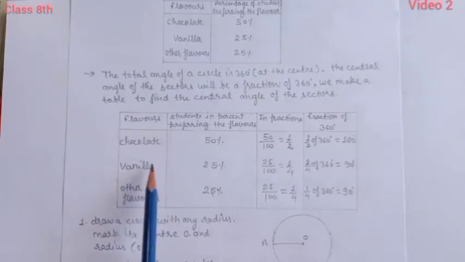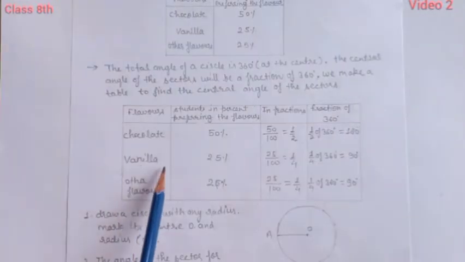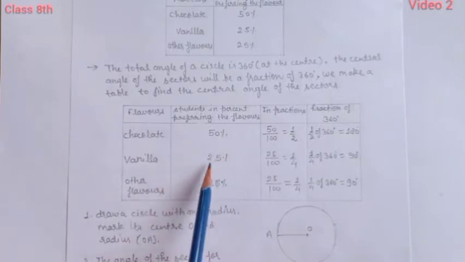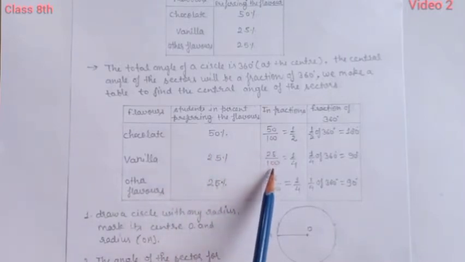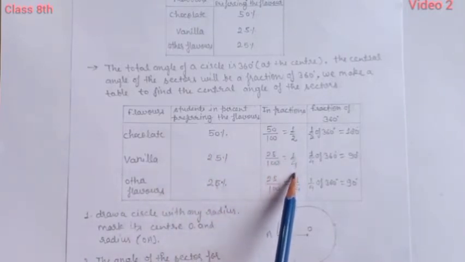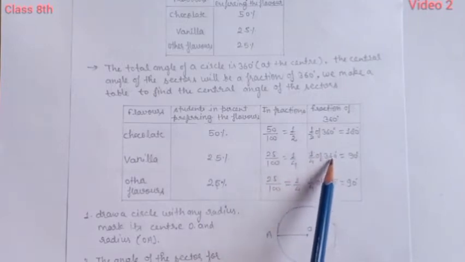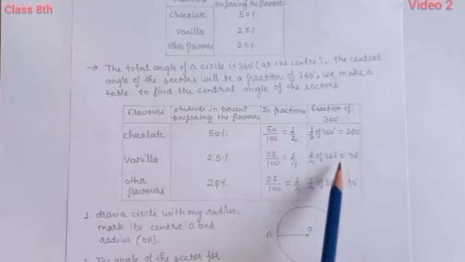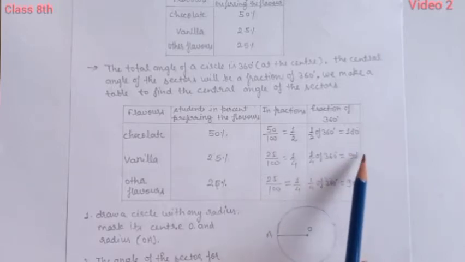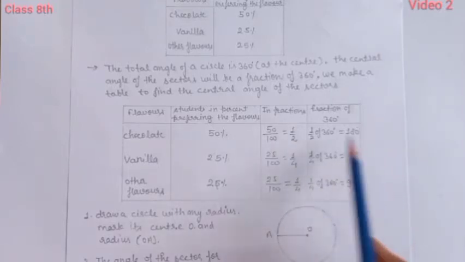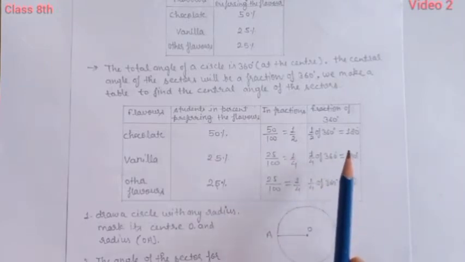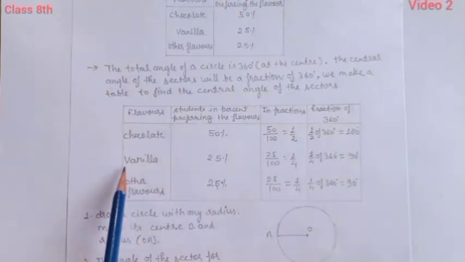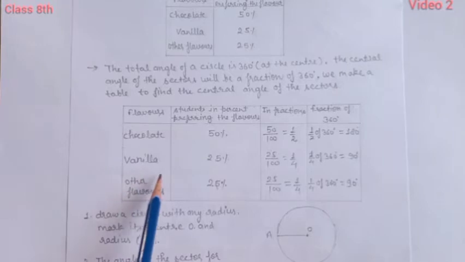Now, the second flavor, vanilla. So students, here the number of students is 25%. So 25 upon 100 is equal to 1 by 4. So 1 by 4th of 360 degrees will give 90 degrees. Okay students, so 90 degrees of the circle represents the students who like vanilla.